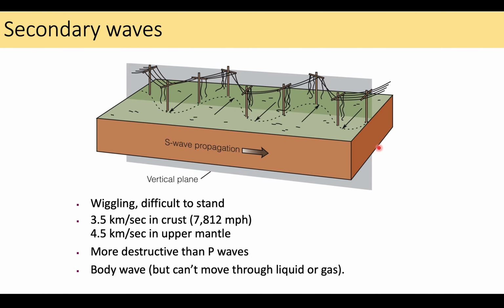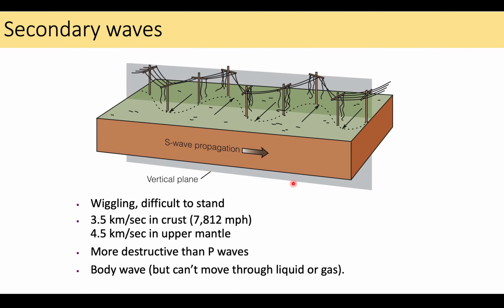Secondary waves move like a zigzag, perpendicular to the direction of the wave motion. So this is what's going to make it very difficult to stand. When you feel these waves hitting, and if it's strong, trying to walk across the apartment, you're going to fall over. It's going to be really hard to stand up and walk.